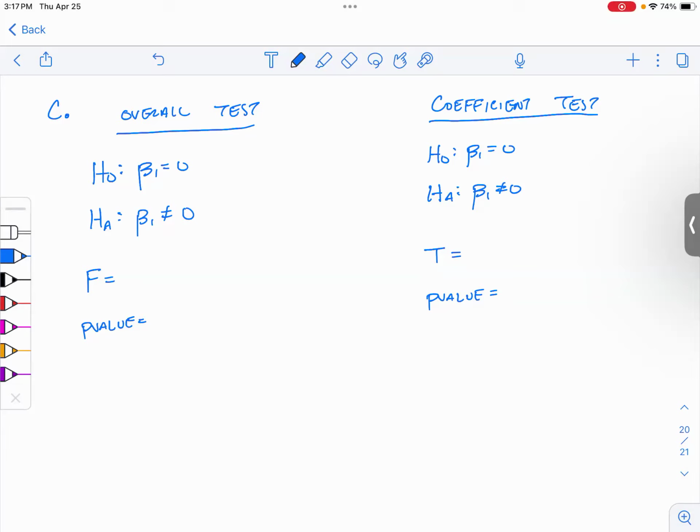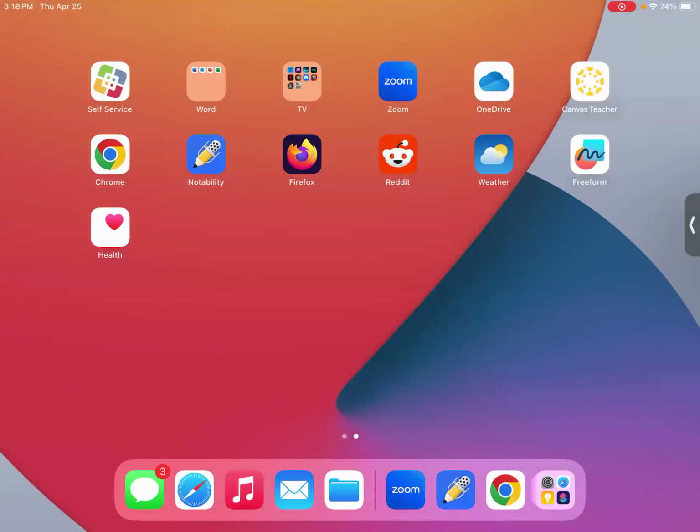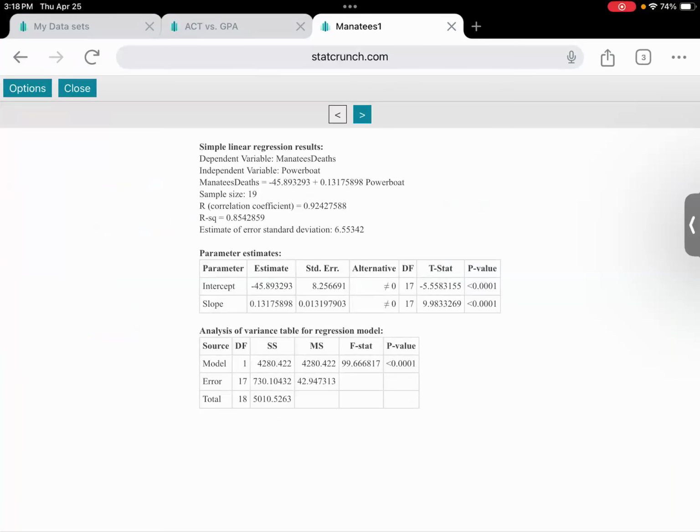And this is one thing I want you to be able to identify. Which one are you using? Everything else will be the same. So even if you use the wrong test statistic, your conclusions will all still be the same. The overall test uses the F statistic. And there's only one F in all of this, right? So 99.67 with a p-value of 0.